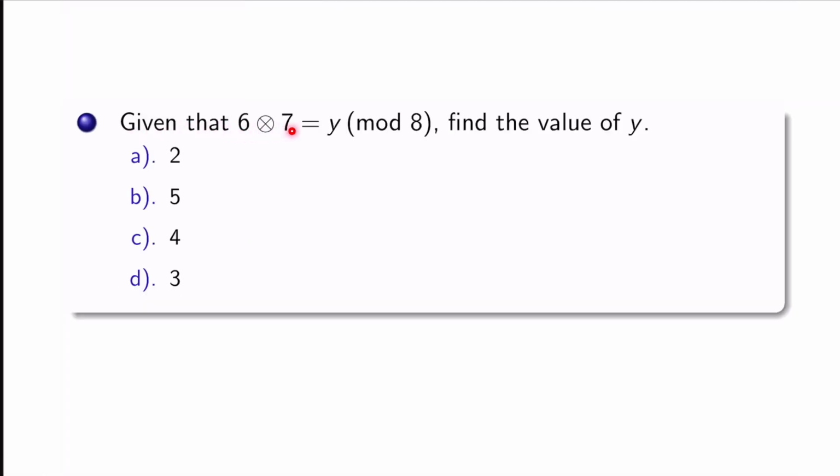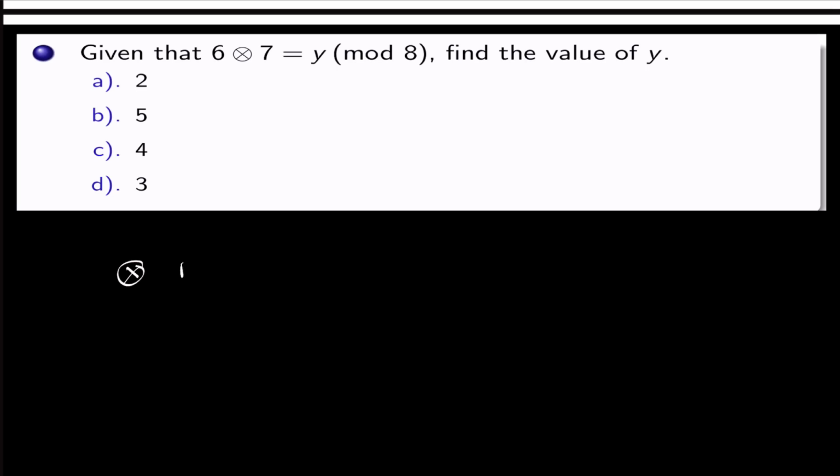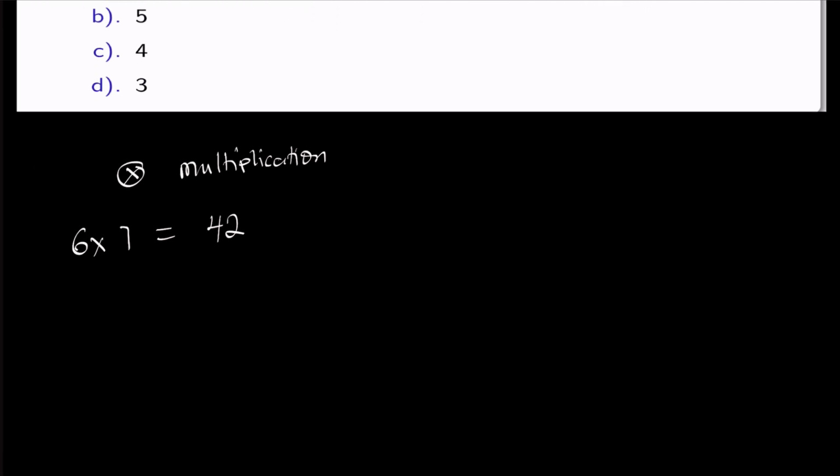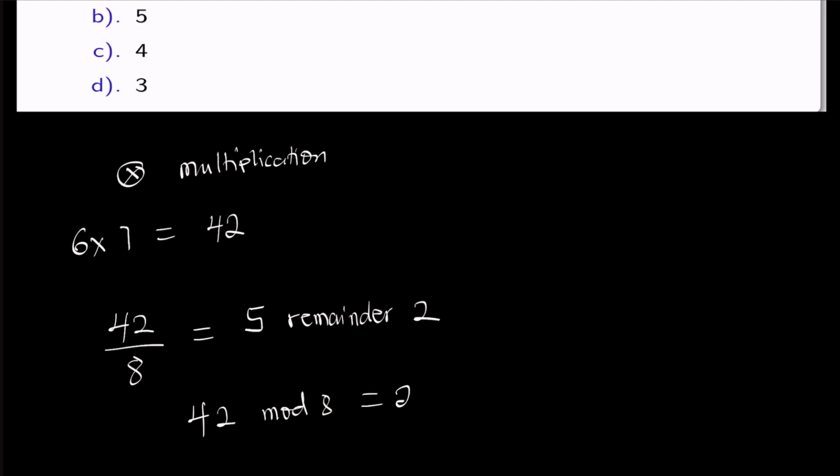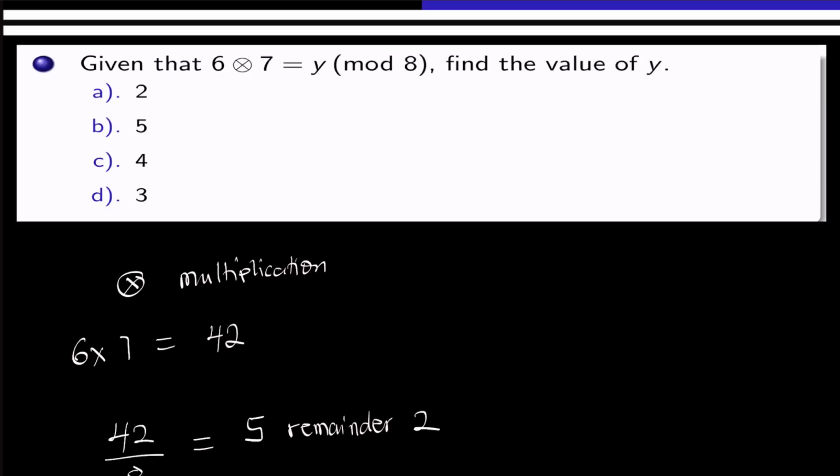Given that 6 times 7 is equal to y mod 8, find the value of y. This symbol represents the multiplication symbol. And so we just have to multiply 6 by 7, which is equal to 42. Then we divide 42 by 8. This is going to give us 5 remainder 2. And so 42 mod 8 is equal to 2. Hence, the correct option is option A.